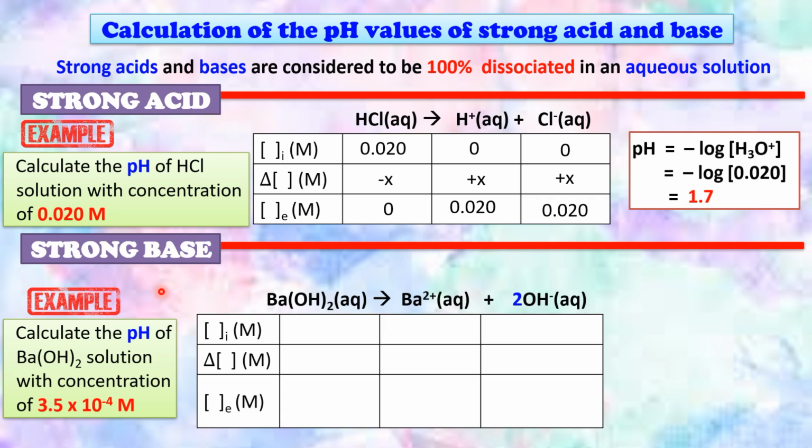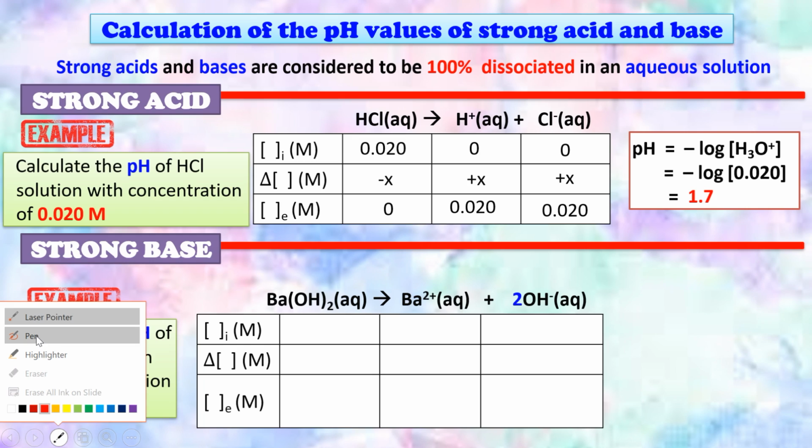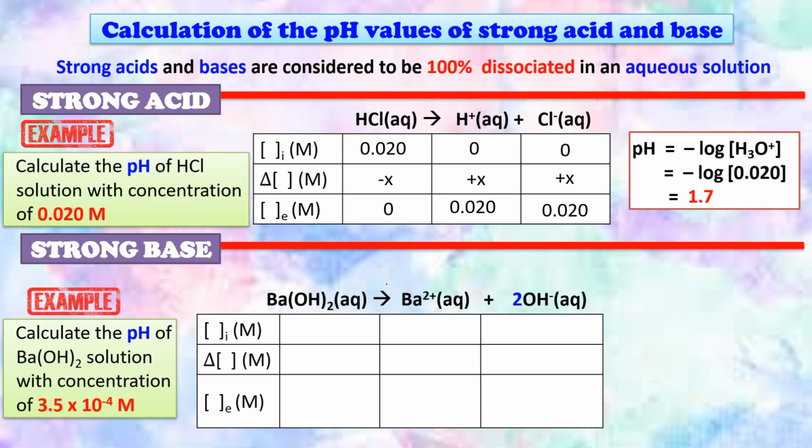Now for strong base calculation. This is the example of calculation. Calculate the pH of barium hydroxide solution with concentration of 3.5 times 10 power negative 4 molar. Same steps. First you have to write the dissociation equation. Remember, barium hydroxide is a strong base, so it will dissociate into ions. That's why you have to use a forward arrow.